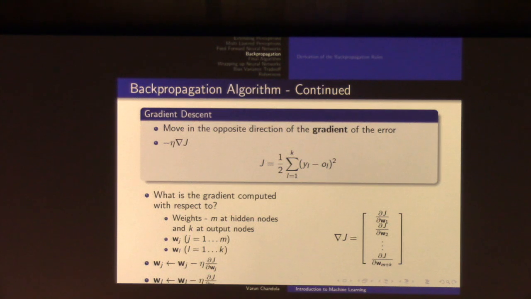And then we can simplify it even further. Each weight vector is a vector, so you can compute the derivative of J with respect to each one of those vectors and essentially update them. I'm going to explain it in a way that helps you understand the assignment a little more.